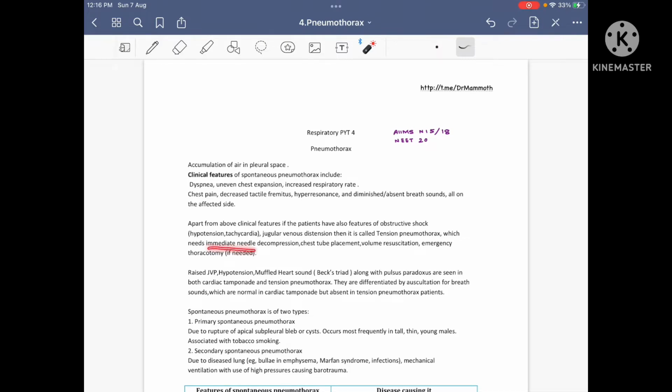The answer is immediate needle decompression in the fifth intercostal space, anterior to the mid axillary line in case of adults, and the second intercostal space in the mid clavicular line in case of children.